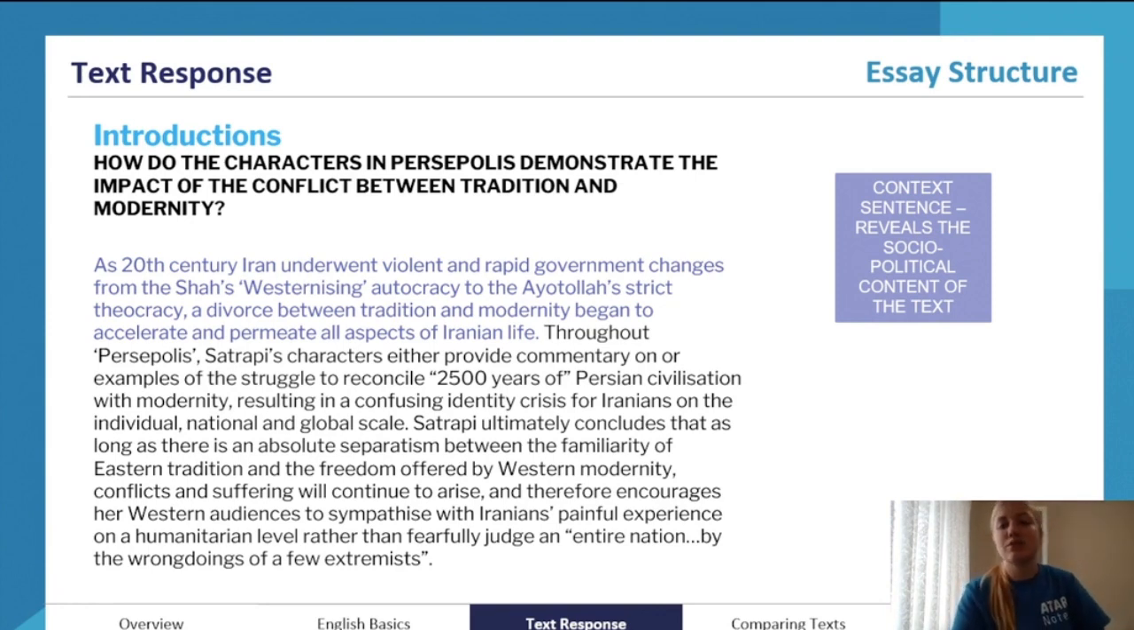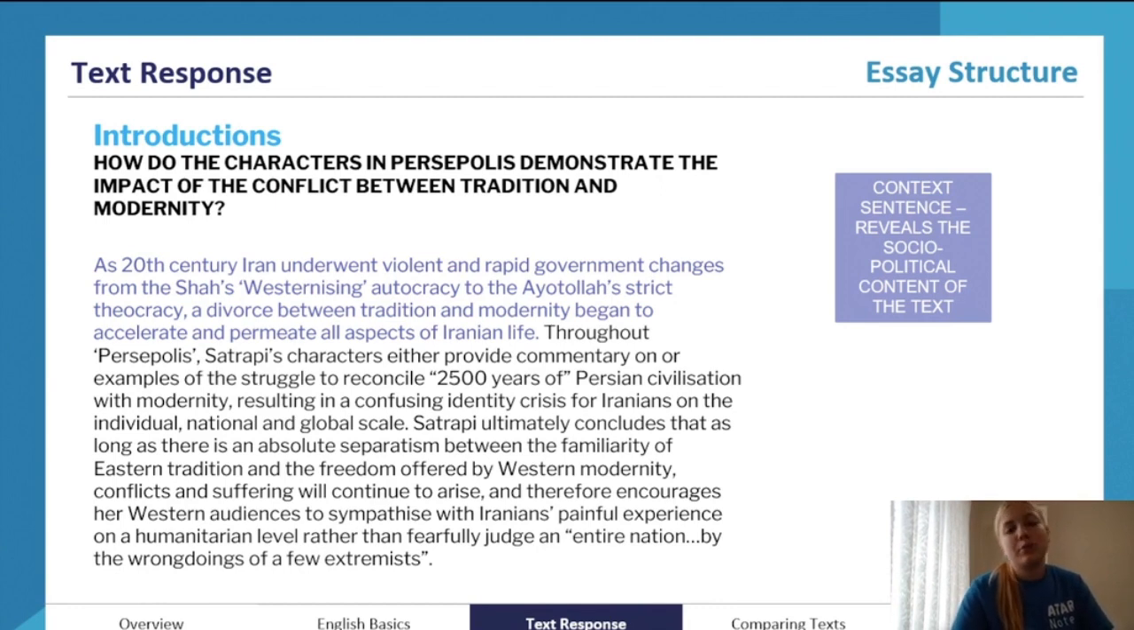So we see a context sentence revealing the socio-political context of the text, and it talks about the political context mainly. Iran underwent violent and rapid government changes from the Shah's westernizing autocracy to the Ayatollah's strict theocracy. The westernizing autocracy is modernity because it's westernizing, and strict theocracy is going to be our tradition. So we've already applied the context to the prompt and we're clearly signposting what is tradition and what is modernity in this text.